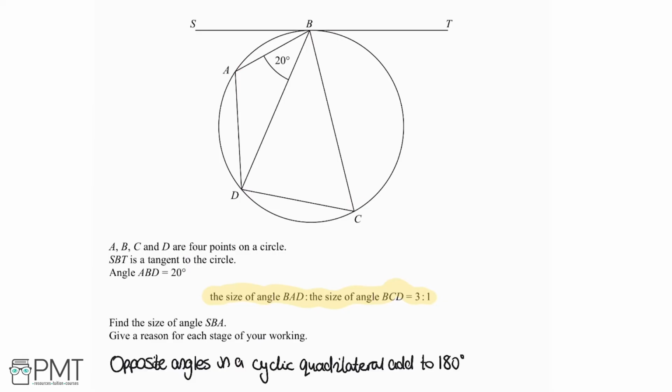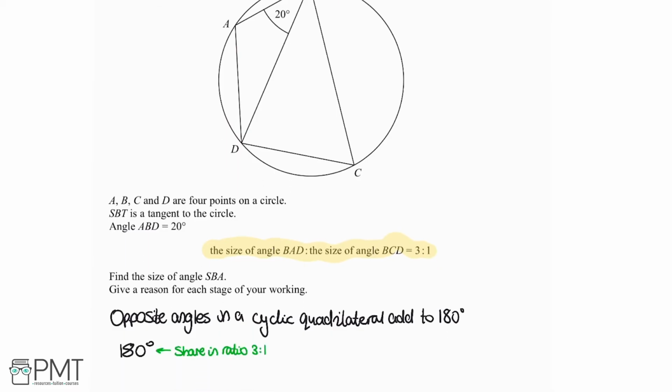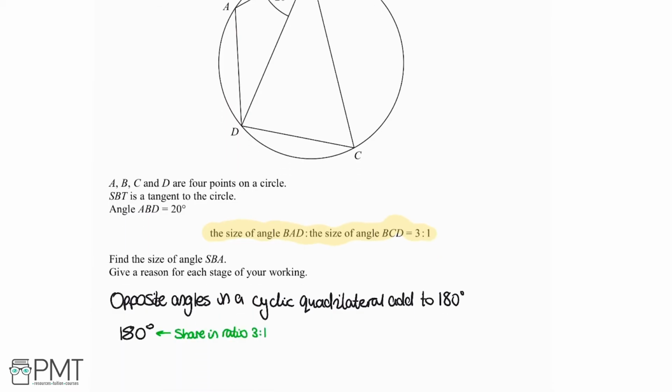So we've got 180 degrees in total, and we're sharing that in the ratio 3:1. To do that, we're going to do 180 divided by 4, because there are 4 parts in total: we've got 3 and 1, so add them together we get 4. 180 divided by 4 is 45 degrees. So that's one part of the ratio. From that, we can work out the actual size of the angles.